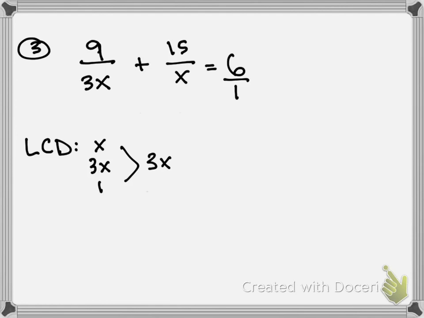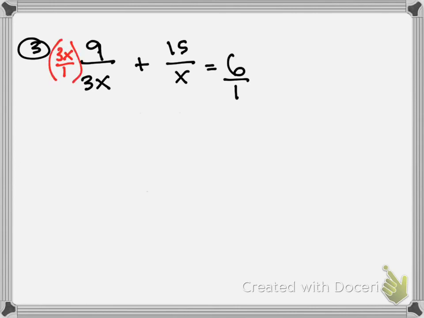So what I'm going to do, I'm going to erase that so I have room to do this. Oops, sorry, my eraser's really tiny. Okay, so what I'm going to do is multiply all of the fractions by 3x over 1. All right, so if I multiply everything by 3x over 1, here's what I get.